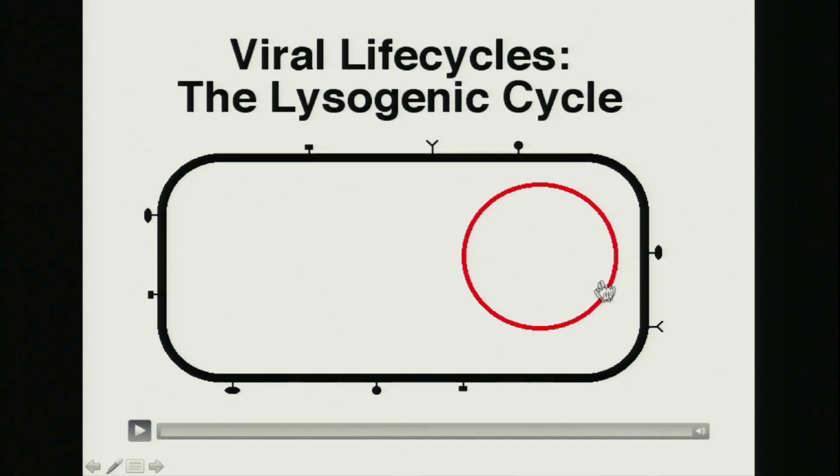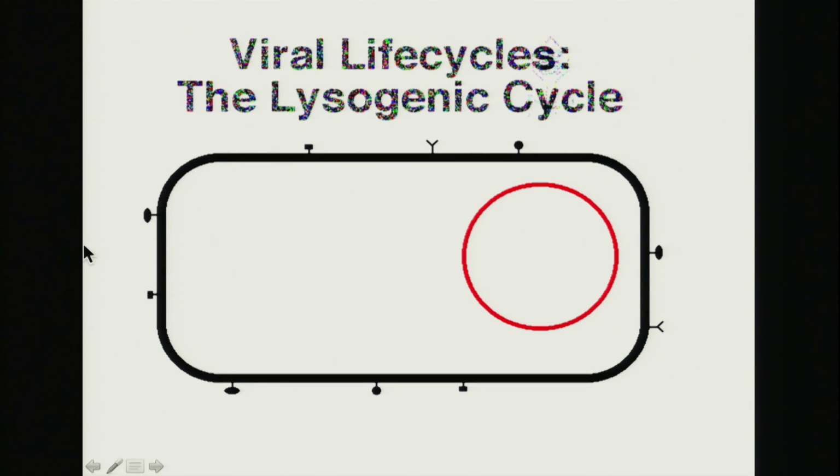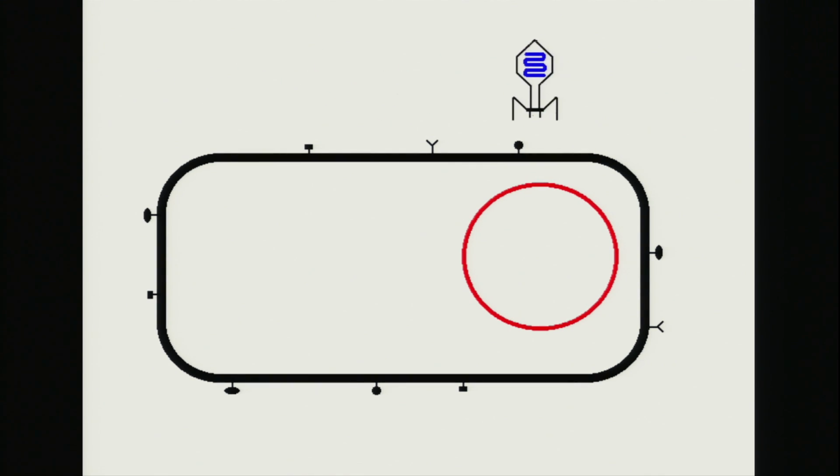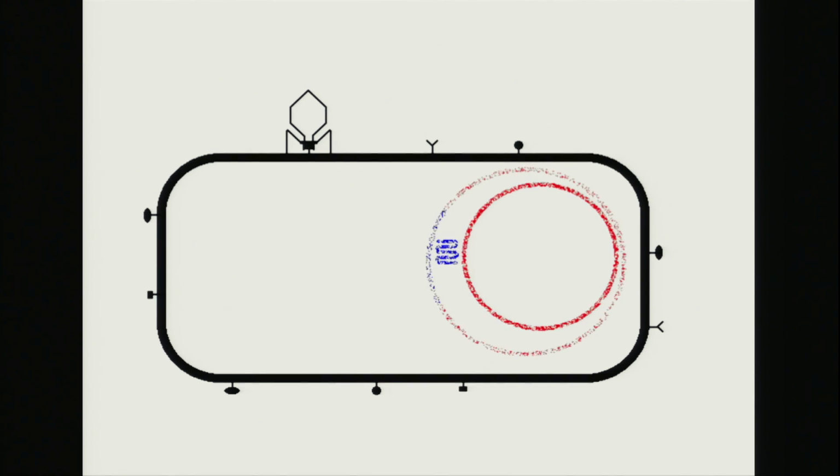This animation shows how a virus attacks and invades a bacteria. Here's our cell wall of the bacteria with its circular chromosome. A virus is looking for a place to attach onto the cell wall, finds a receptor, then injects its genetic material into the cytoplasm of the bacteria.